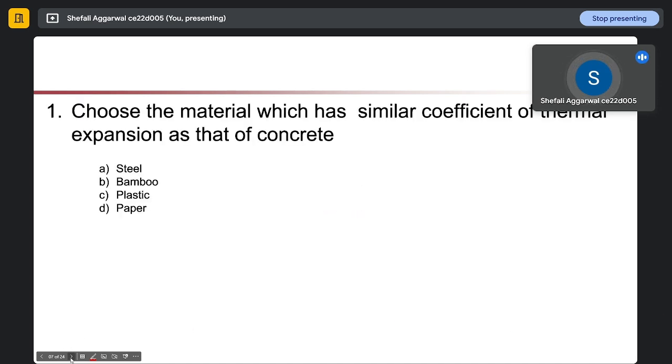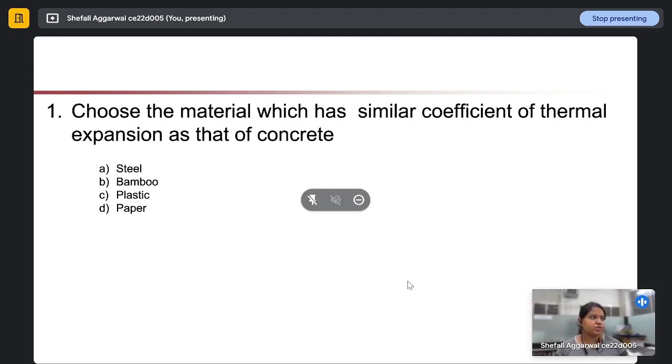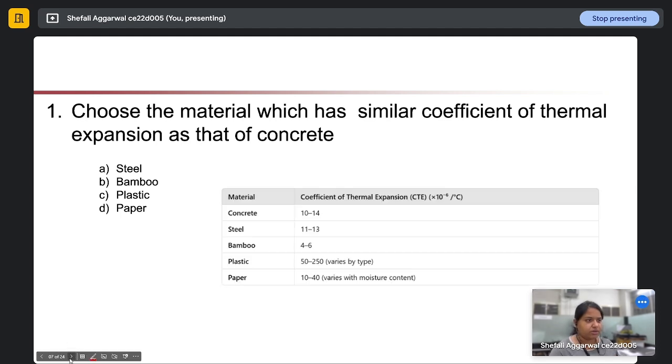So the first question is, choose the material which has a similar coefficient of thermal expansion as that of concrete: steel, bamboo, plastic, or paper. This is an obvious answer. We answered it in the first slide itself. The answer is steel. That's why we use steel as reinforcement in our concrete system, because it has a similar coefficient of thermal expansion as that of concrete.